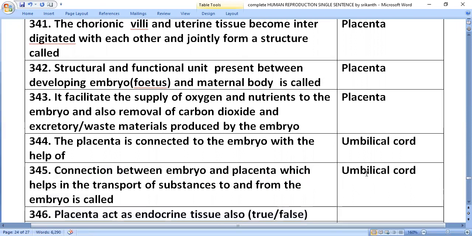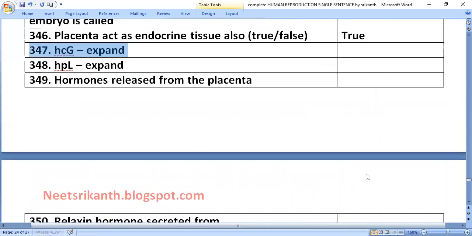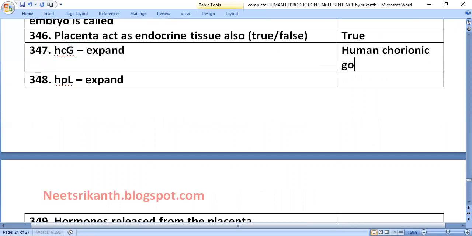Placenta acts as endocrine tissue also. True. HCG expands to human chorionic gonadotropic hormone.